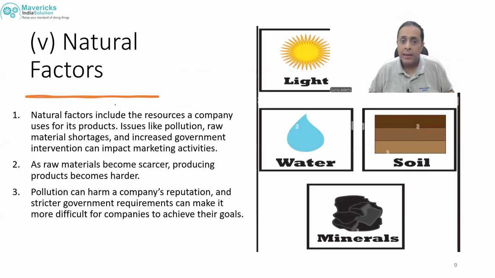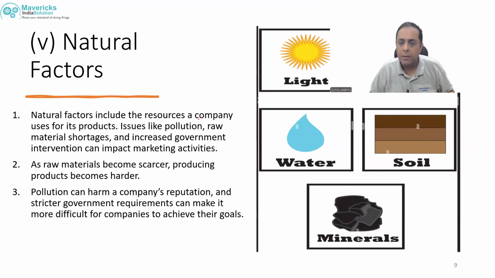Natural factors. Natural factors include the resources a company uses for its products, raw material. Issues like pollution, raw material shortages, and increased government intervention can impact marketing activities. और अगर आप raw material use करते हैं तो laws are very stringent now, कि अगर आप pollution emit कर रहे हैं और raw material की shortage है, तो आपकी जो प्रोडक्शन एक्टिविटीज है उस पर इफेक्ट है, और it is going to affect your marketing activities too. So all these things are interlinked. All these things are interlinked and in sync with each other.